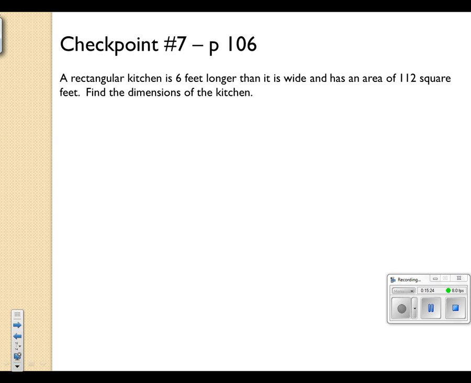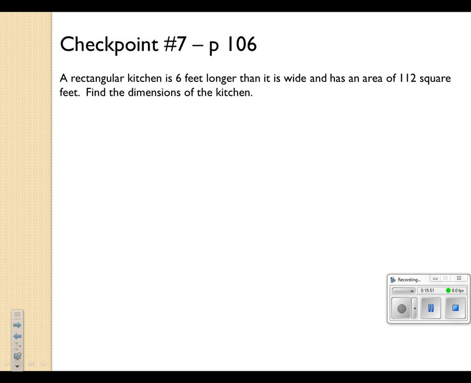All right, I decided to do a couple of the word problems, a couple of the checkpoints that are in your textbook. So I started with checkpoint number 7 at the bottom of page 106. Okay, there's an example above it as well. That's in your book for you already, so we're going to do the checkpoint to have another example in your notes. A rectangular kitchen is 6 feet longer than it is wide and has an area of 112 square feet.